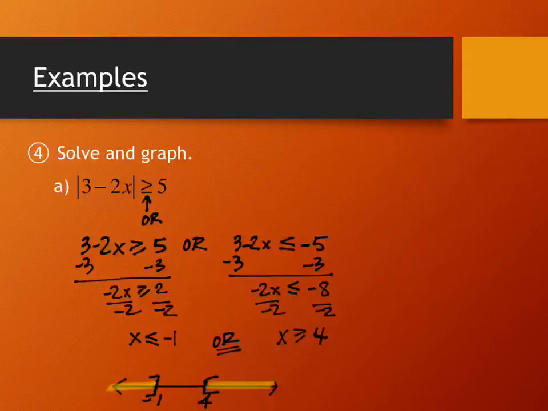And it is an or statement, right? So or means that I can use either piece. So my inequality's answer is actually negative infinity to negative 1, bracket, union, 4 to infinity.